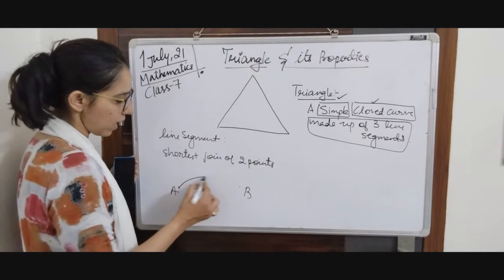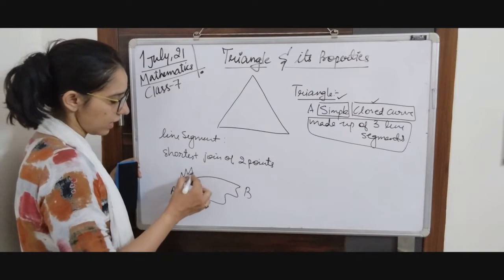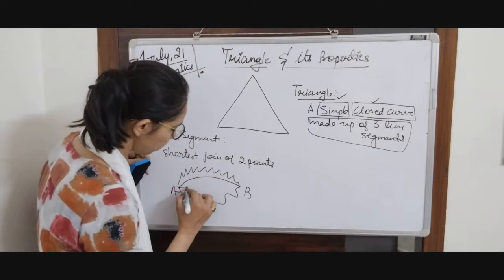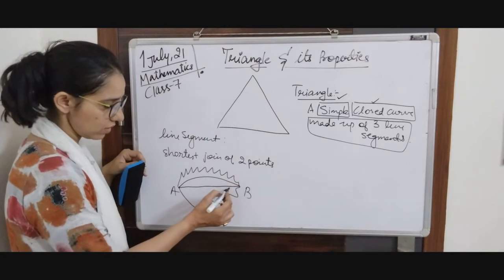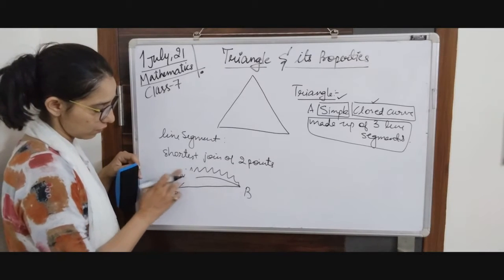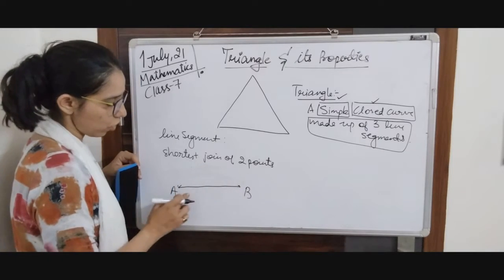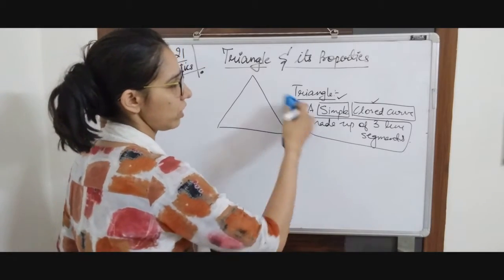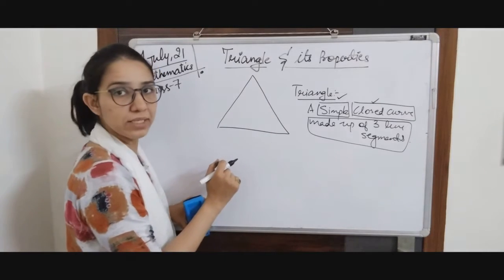You can join them like this, you can join them like this, and like this also, and you have many ways. But the shortest joint will be like this, okay? And this shortest joint is going to be called a line segment, the shortest joint of 2 points. So we are clear about all the terms in the definition, and the definition also. This one is simple, it is closed, and it is made up of 3 line segments.